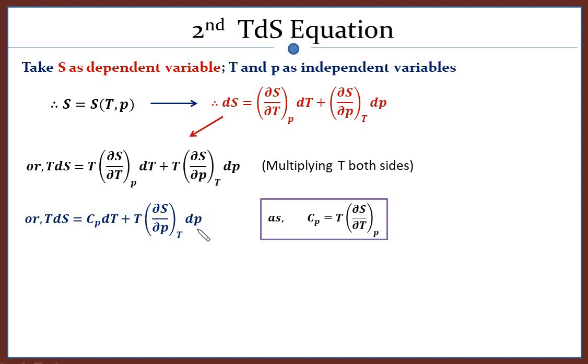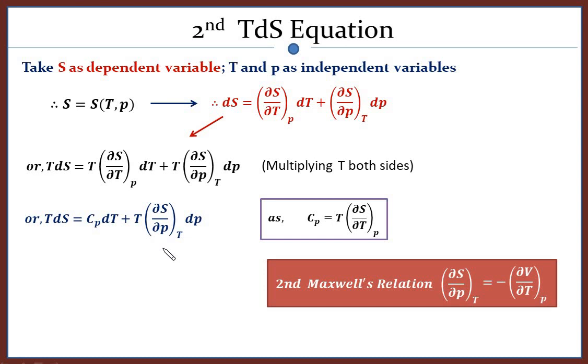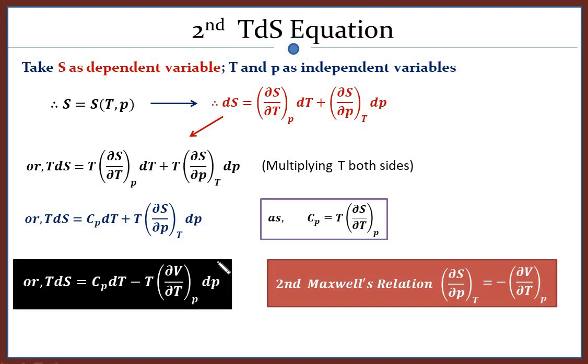Now one step is still left. We have to eliminate this (del S/del P)_T, and to do that we need to take the help of Maxwell's relation, which says (del S/del P)_T is equal to minus (del V/del T)_P. Thus we will get TdS equals Cp dT minus T (del V/del T)_P dP. This is nothing but the second TdS equation.